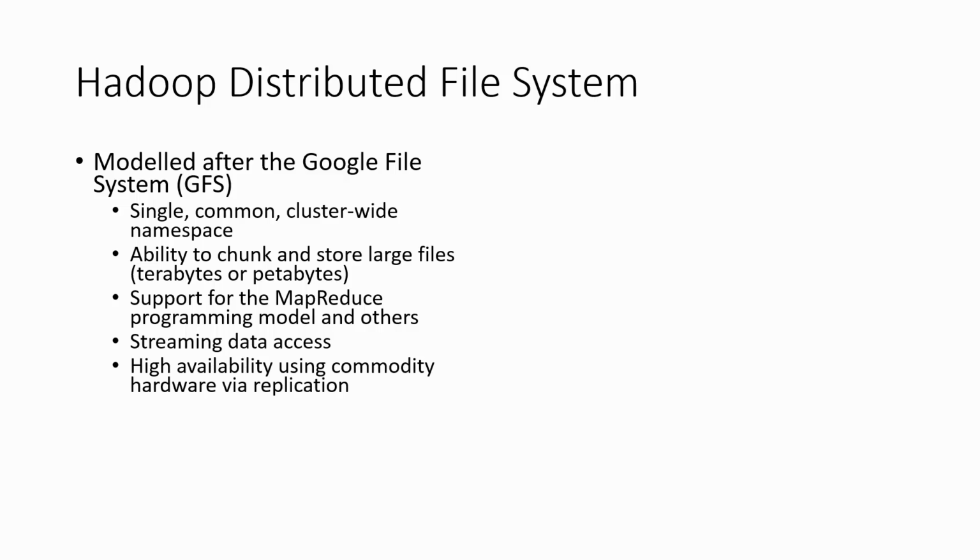And finally, both these file systems, the HDFS and GFS, assume that you're running on commodity hardware that is prone to failures, especially at scale. So they have to ensure high availability via replication.